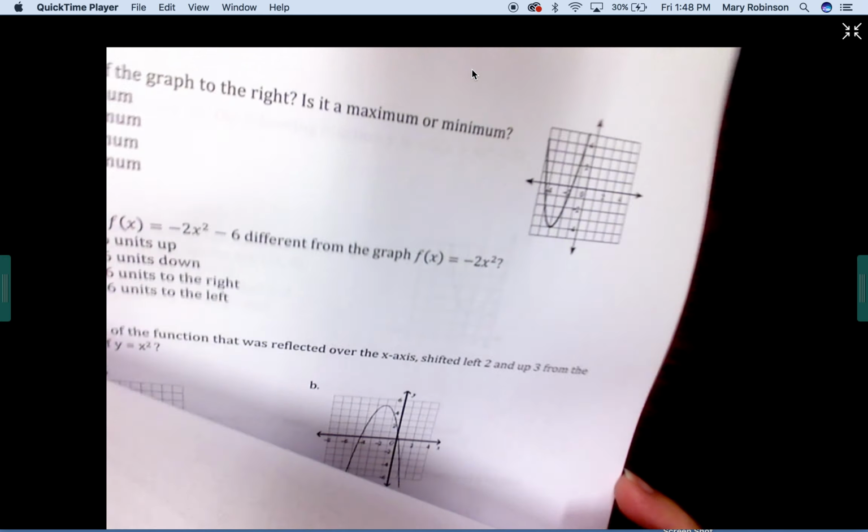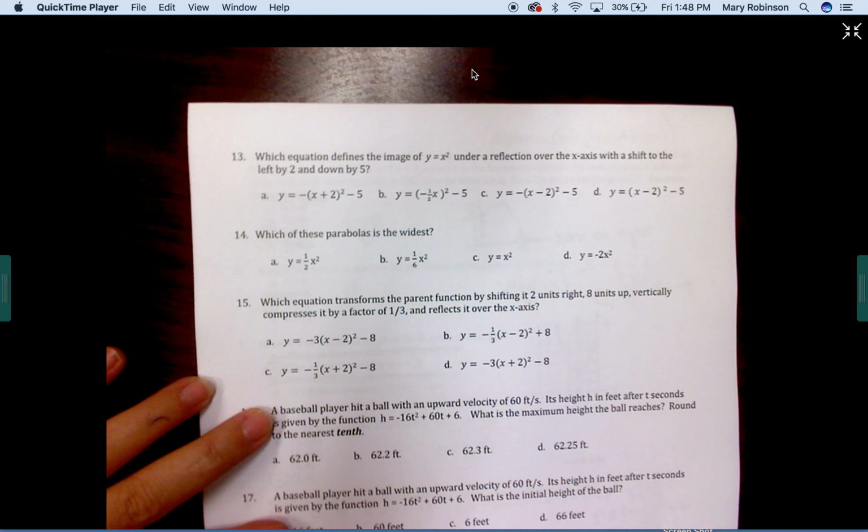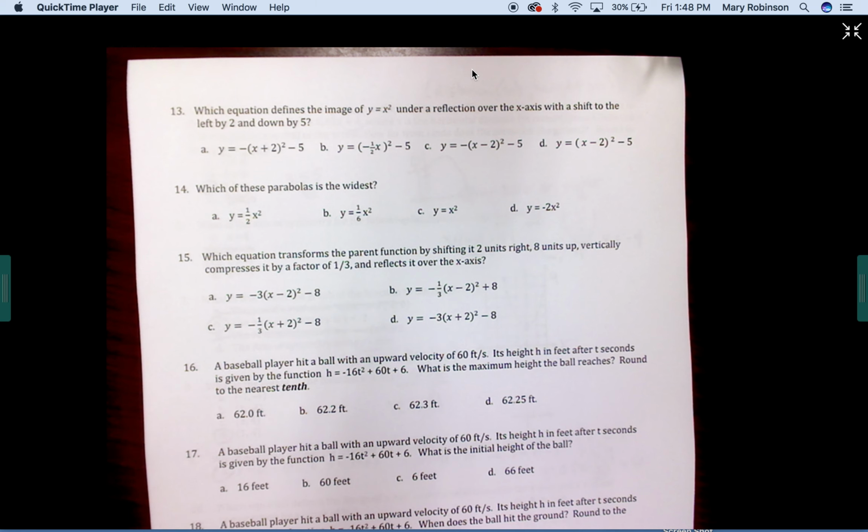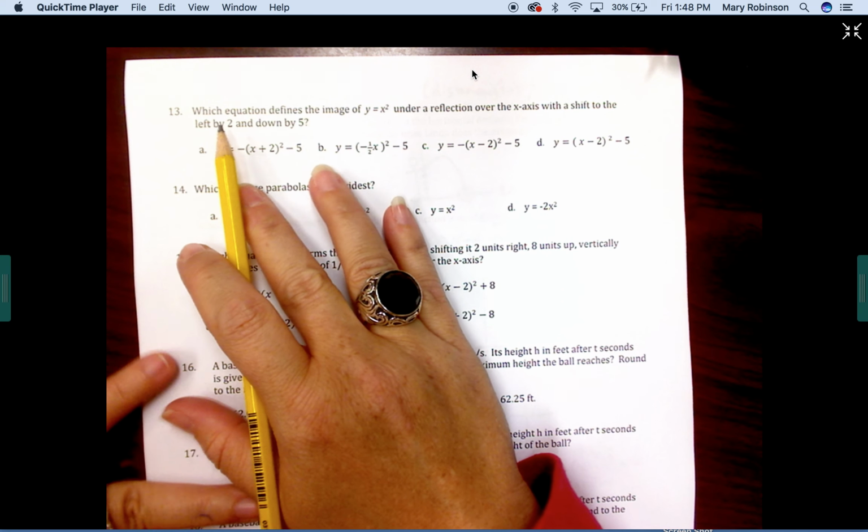So that's 12. Last page here, or last part. I know you all have 2 pages to a page, basically. So let's go ahead and work on 13.